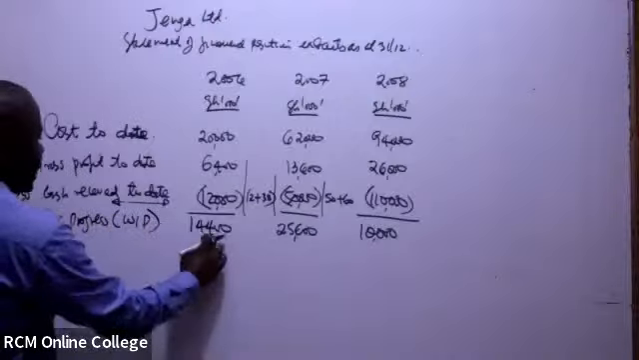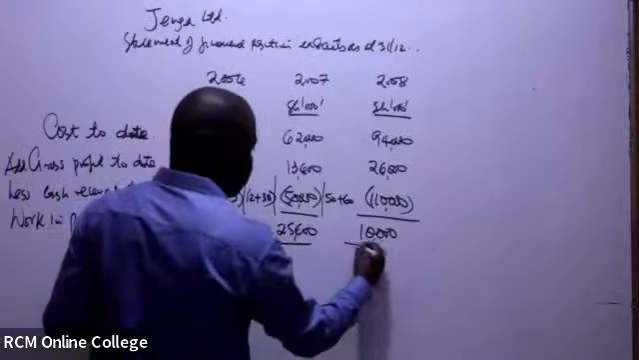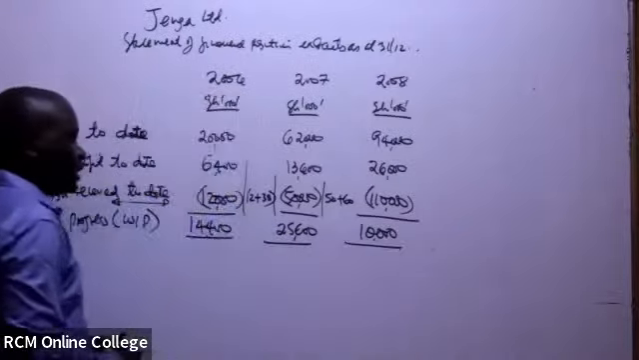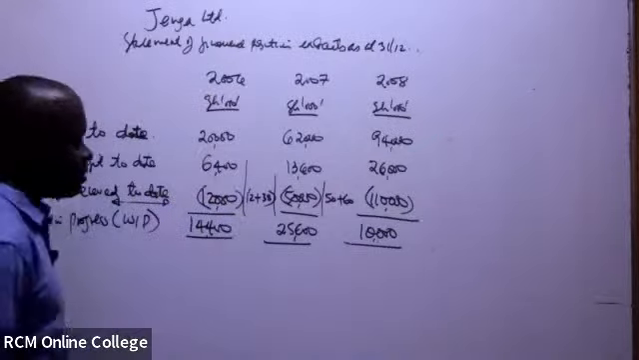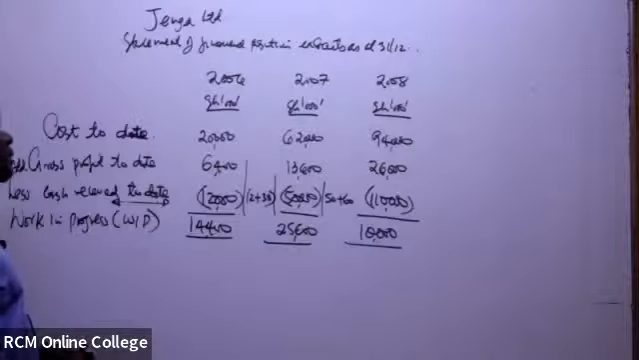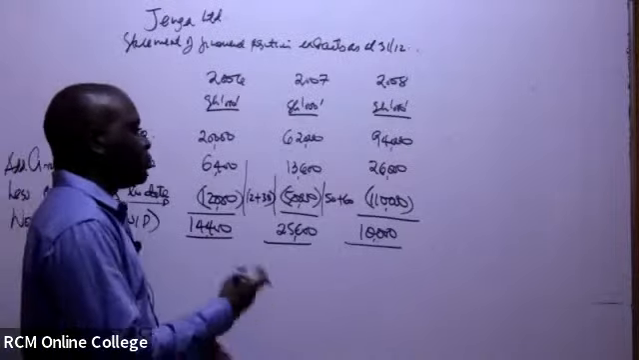So in this year, they carried forward work in progress of 14,400,000. In this year, they carried forward work in progress of 25,600,000. And in this year, they carried 10 million. The work in progress is like an asset, because they still depend upon it in the coming year to generate even more revenue.